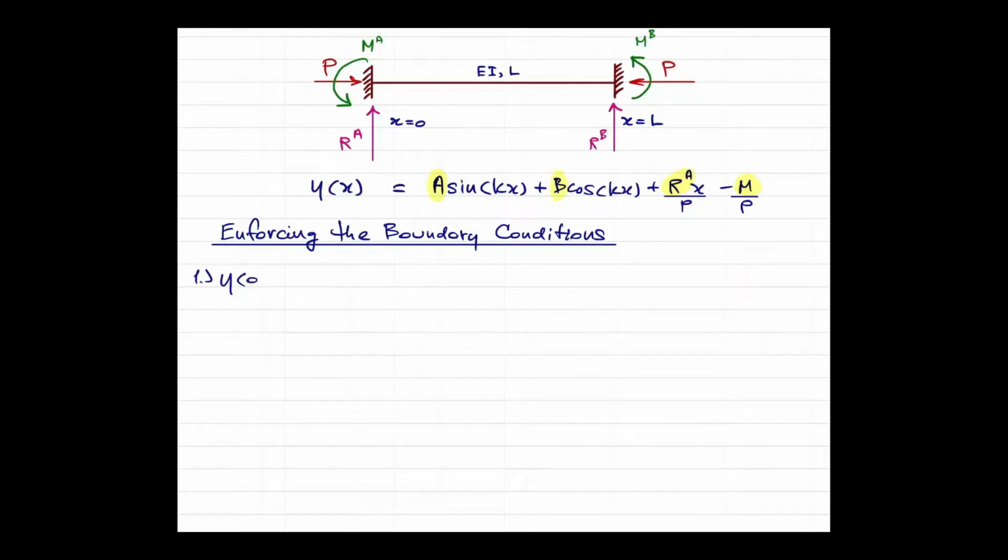Y at x equals 0 is equal to 0. We have the force. So 0 equals A times 0 plus B times 1 plus 0 minus M over P. That makes your B equal to M over P.